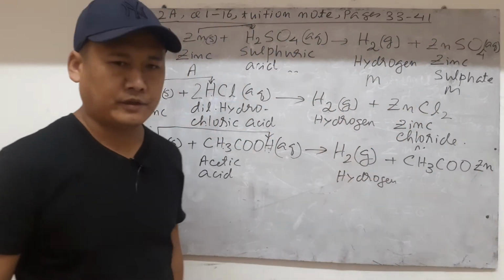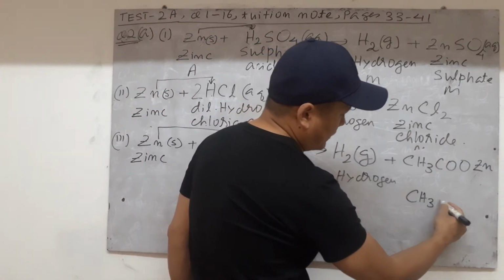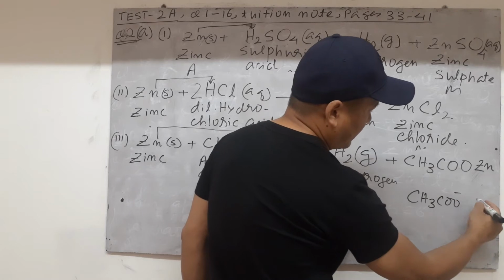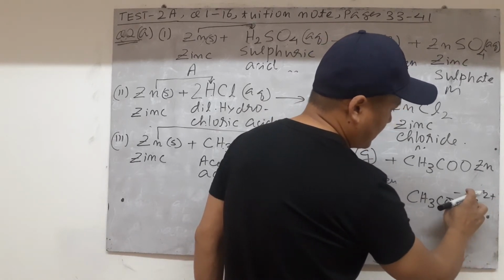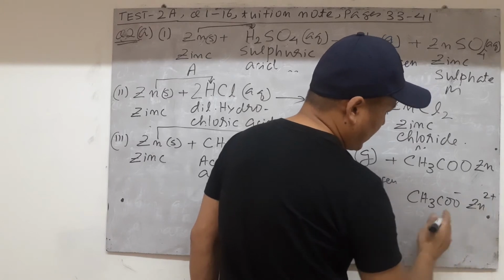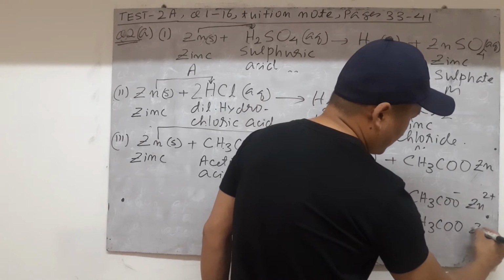Don't think about whether it's correct or not. Then you remember your starter and you will know that CH3COO is 1 minus. Zn is always 2 plus. So here 2 and 1 can't cancel. 2 will go to the lower backside of this one. So the formula will turn out to be this one here.